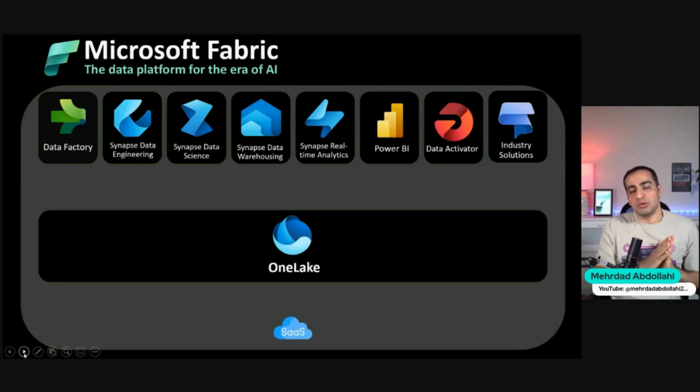Microsoft Fabric also provides the industry solutions that are very specific for some industries, that there are some pre-built data solutions for industries like retail, healthcare, and ESG. So they can just use that for managing their data, processing that, and also reporting on and analyzing them. These are the main components of Microsoft Fabric.